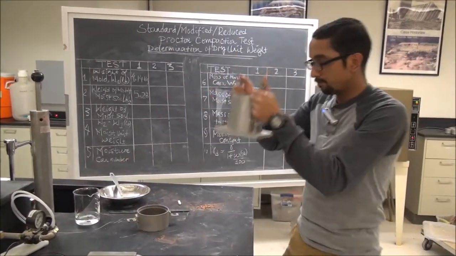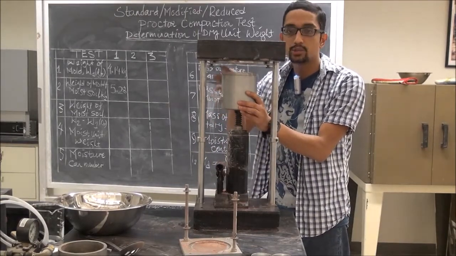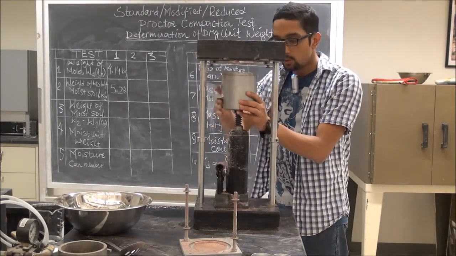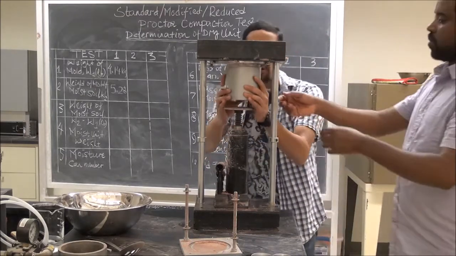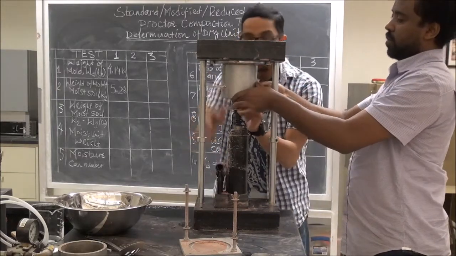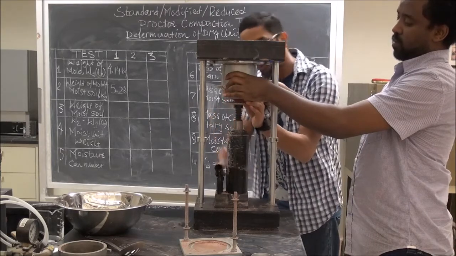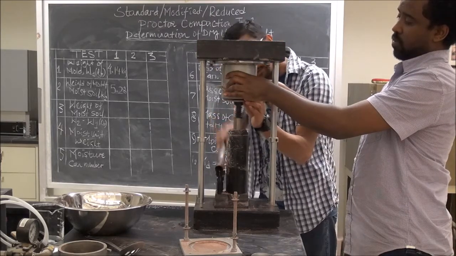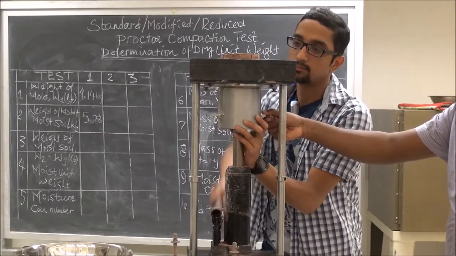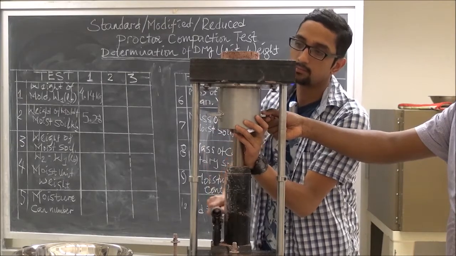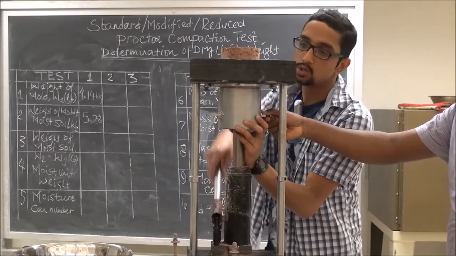Now we need to extrude the sample from this mold. So the next thing to do is to extrude your soil sample from the mold, which I can do by the help of this ram. So I'll place my sample over the ram. Someone has to hold it from the top, and I'll crank the handle of the ram so that it pushes the soil up and extrude the soil. As you can see, the soil is slowly coming up.